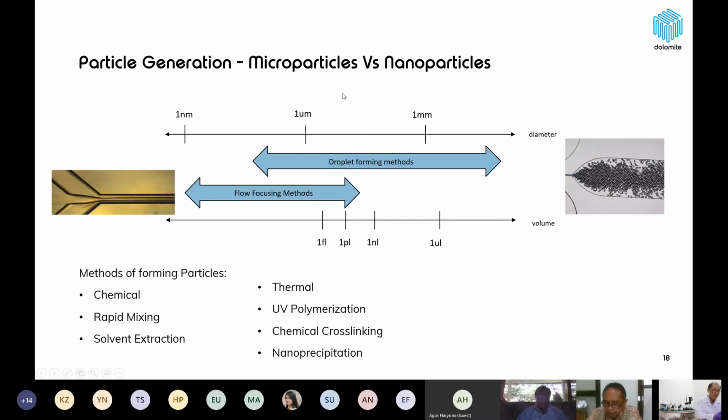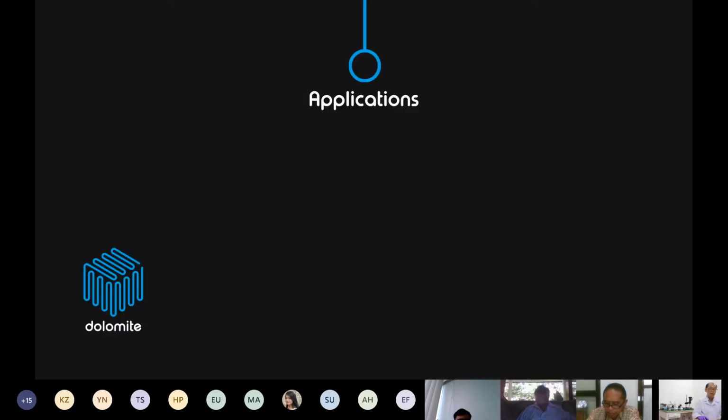So there are a lot of methods to form particles. We can use chemical methods, or we can use rapid mixing, as in the flow focusing method. Or we can do solvent extraction, or thermal treatment. We can do UV polymerization, chemical cross-linking, or the nanoprecipitation method. Next we will move to the applications of microfluidics.